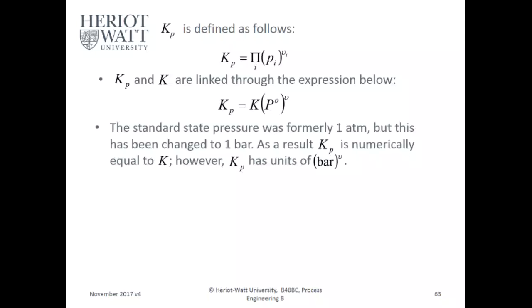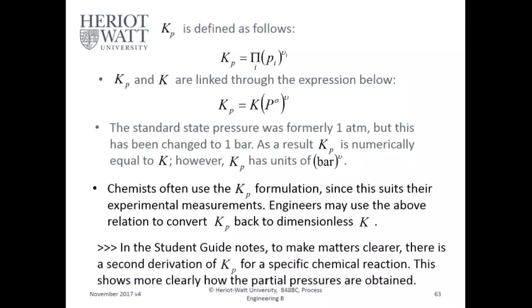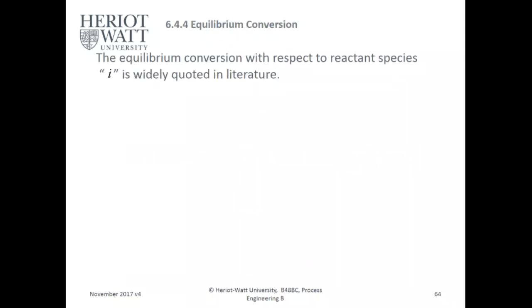As a result, Kp is numerically equal to K. However, Kp has units of bar to the power of v. Chemists often use the Kp formulation since this suits their experimental measurements. Engineers may use the above relation to convert Kp back to dimensionless K. And the reason for that is the difference between gauge pressure and atmospheric pressure. In the student guide notes, to make matters clear, there is a second derivation for Kp if you want to go through it.